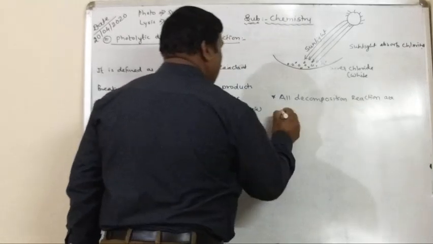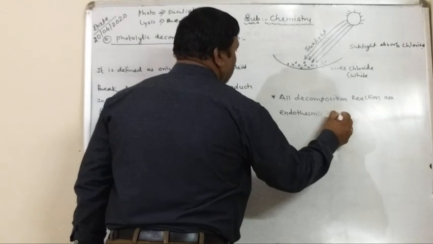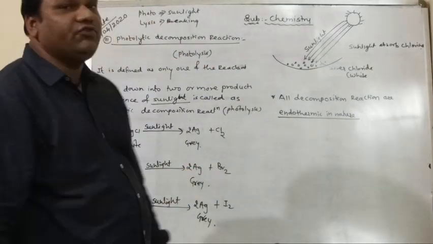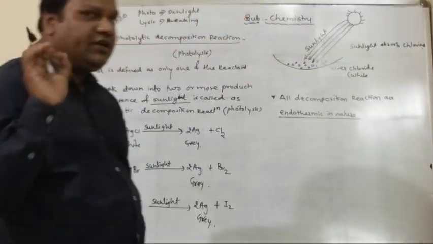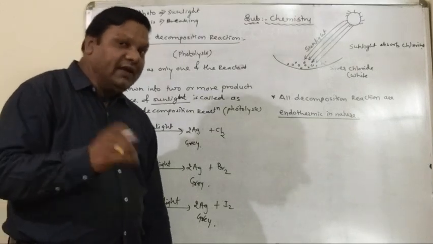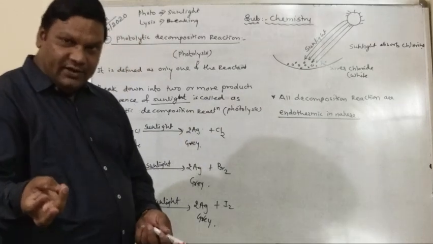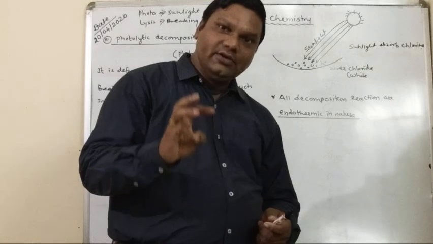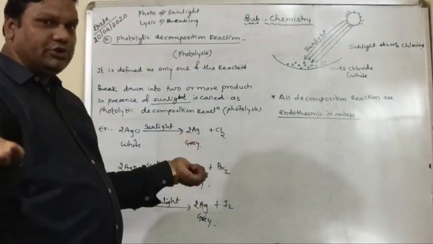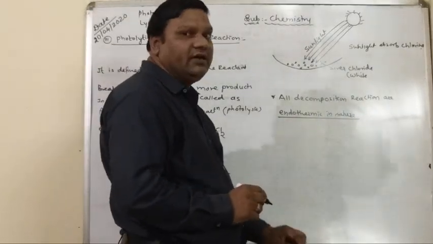are endothermic in nature. So why is it endothermic in nature? Because in each decomposition reaction it absorbs energy. It absorbs energy in terms of heat, in terms of light, sunlight, or in terms of electricity. But in thermal decomposition, it always absorbs heat, and therefore it is endothermic in nature.